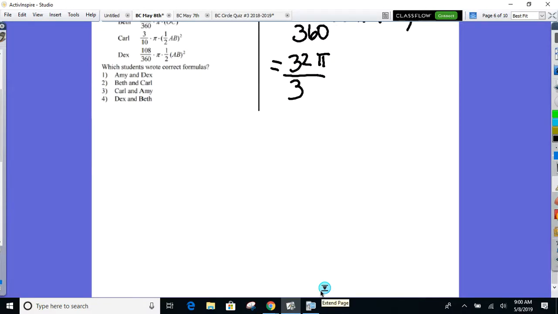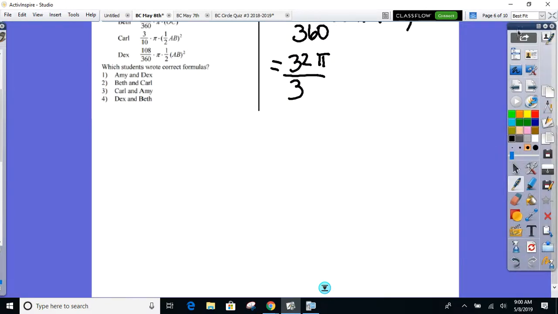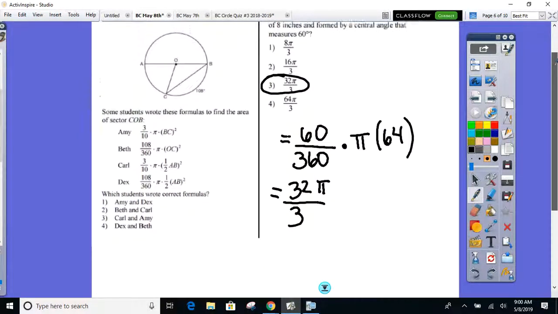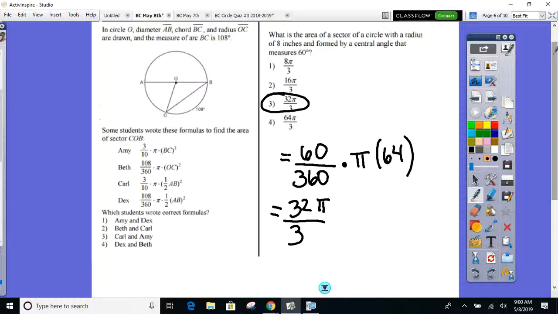All right, here. We got some silly kids here. We got Amy, Beth, Carl, and Dex. Their one job was to find sector COB. So they got after it, and here is their work down below. But only 2 of them used the correct formula. We got to find which 2.